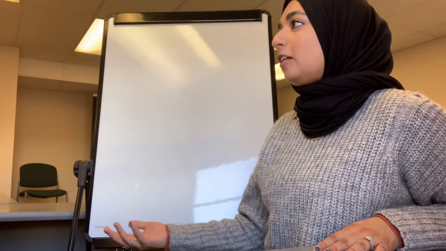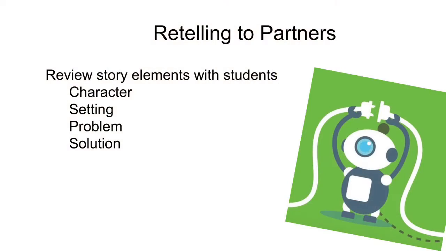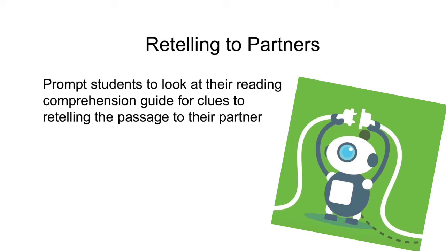When you're reading a story, there are story elements that help you retell the story. In each story, there are 4 story elements that you can use. Every story usually has 4 elements: characters, setting, problem, and solution. You can use these story elements to help retell the story you read. These story elements are on your partner comprehension guide.